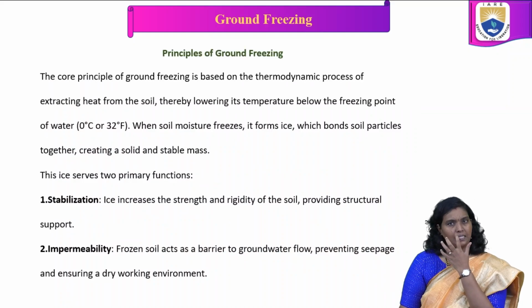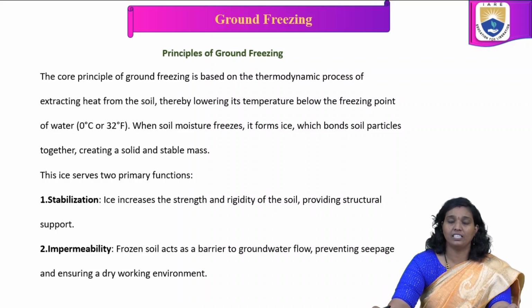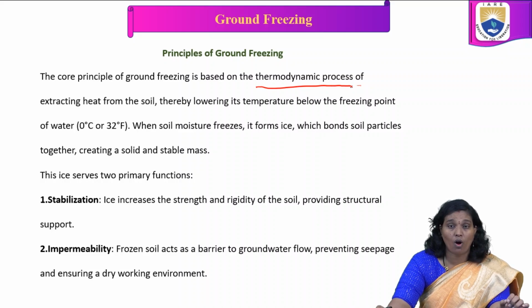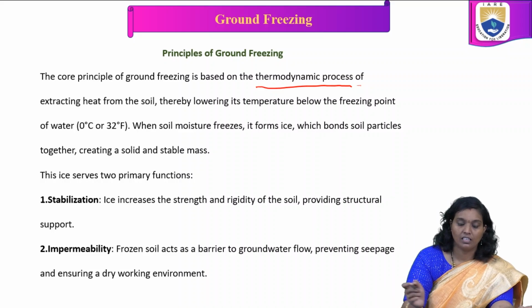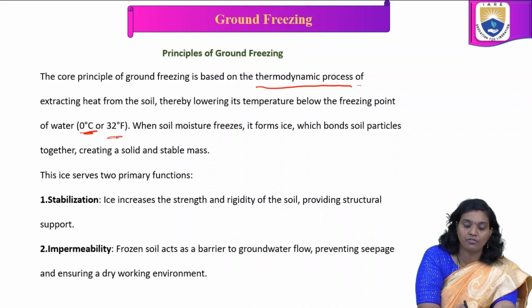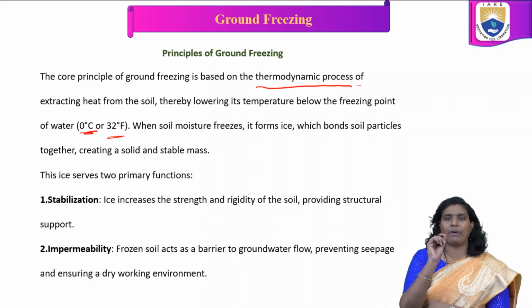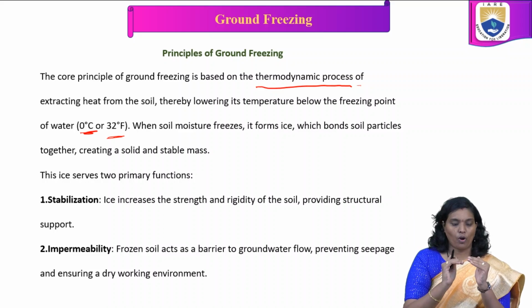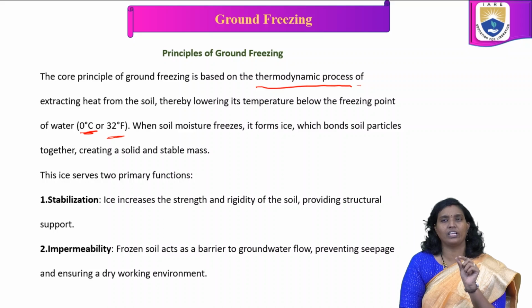Principles of ground freezing. The core principle of ground freezing is based on a thermodynamic process of extracting heat from the soil, thereby lowering its temperature below the freezing point of water, which is 0 degrees Celsius or 32 degrees Fahrenheit. It depends upon that temperature below the freezing point of water.